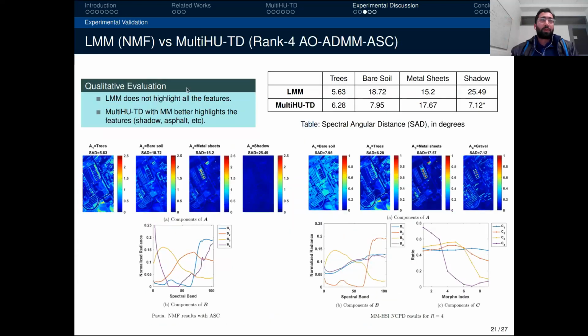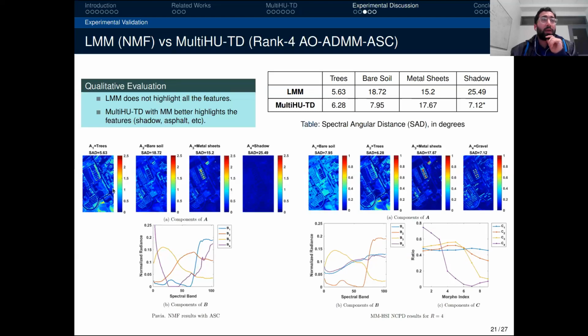First, to compare the linear mixing model, so the matrix-based, and the MultiHU-TD framework, we use R equal 4, which is enough for the matrix-based, while it's restrictive in the tensor-based. It still shows more or less the same features, except with a difference that with mathematical morphology we are able to highlight more features.